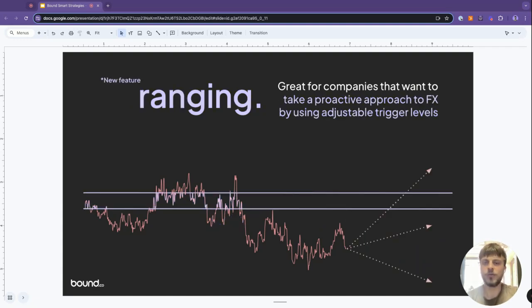The second one here is ranging, and this allows you to keep your rates within this adjustable range here. So the pros of this one is that you have a worst case scenario defined, and you also have the ability to lock in volatility gains. Should the market move in your favor, you can move both your limit and your stop levels in line with the market. So you have a little bit of trigger risk here as well, because if the market hits either one of these levels, then you'll be locked in for the period that you've defined on the Bound app.